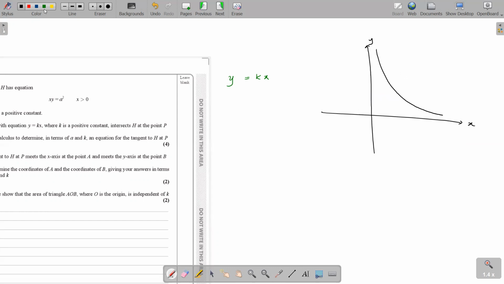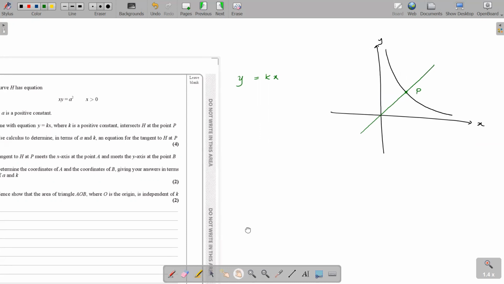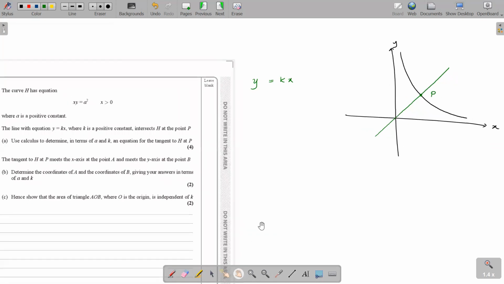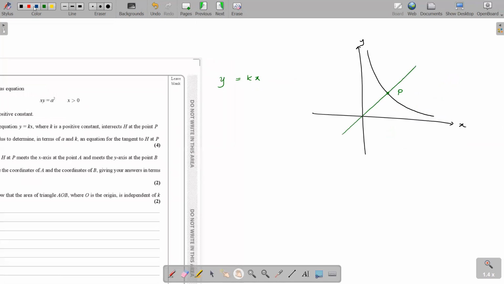And then the line y equals kx is a line that goes like this. So it intersects the curve at the point P. Okay, it intersects the H at the point P. Then they are saying use calculus to determine, in terms of a and k, the equation for the tangent at P. So equation for the tangent means we need this line, right? So this is the tangent. Are you with me? I need to calculate the equation for the tangent.